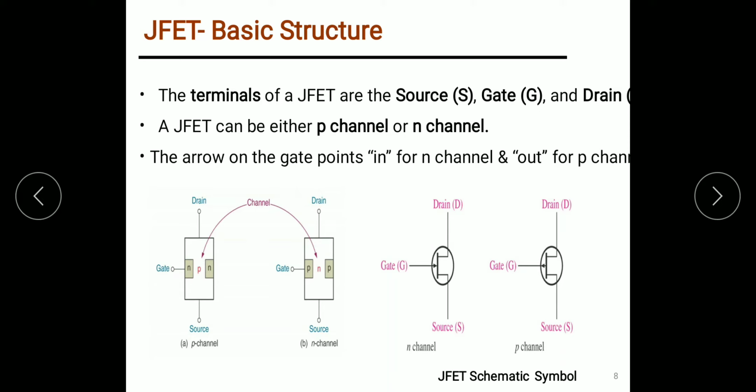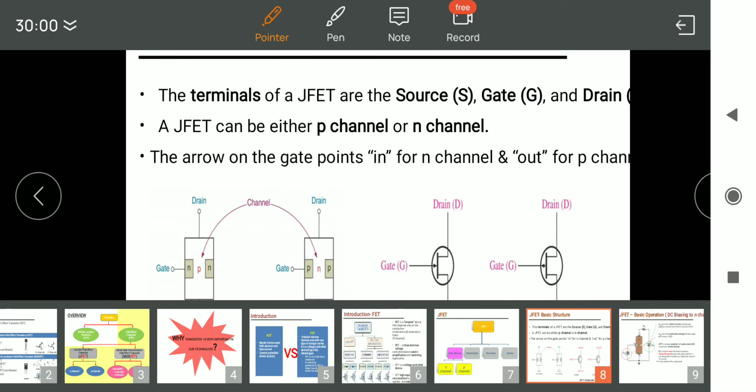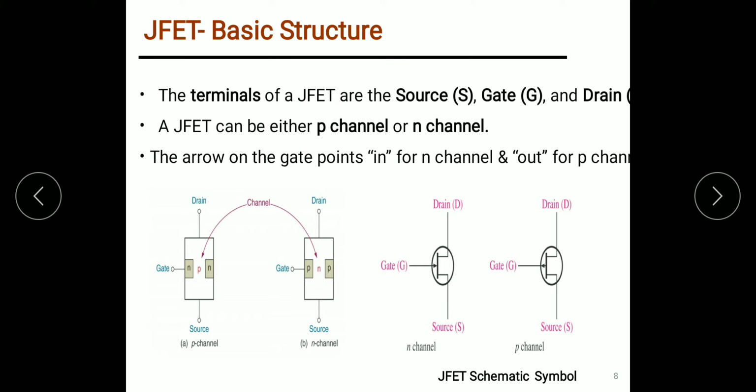In today's video we will continue with the JFET. We will see the JFET biasing and then we will see the JFET characteristics and JFET parameters.